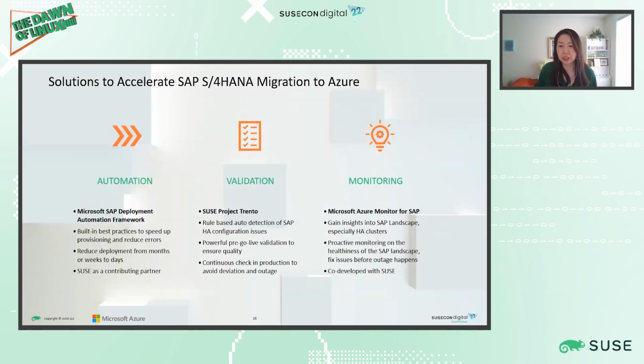The last solution is monitoring. As mentioned in the previous slide, proactive monitoring is a very powerful tool to help identify issues at an early stage and avoid downtime. So Azure Monitor for SAP is a native Azure service. It helps customers gain insight into the SAP landscape, especially the HA clusters. And it can also help monitor the health and fix issues before an outage happens. The Azure Monitor for SAP HANA system application running in the cluster is co-developed with SUSE.